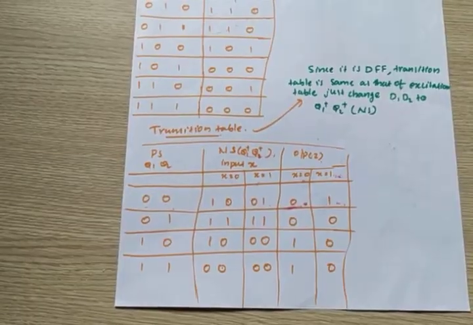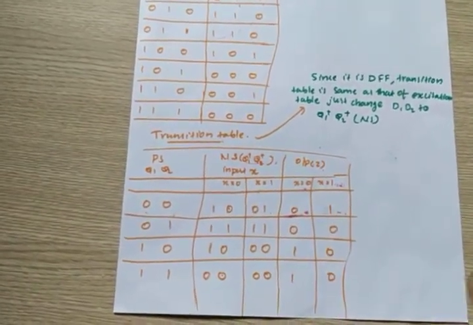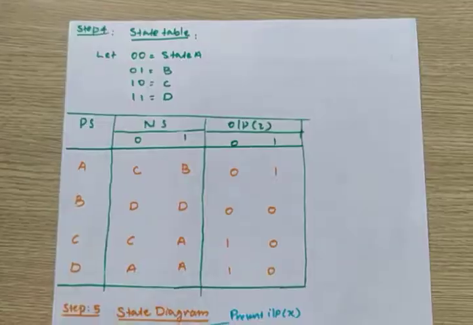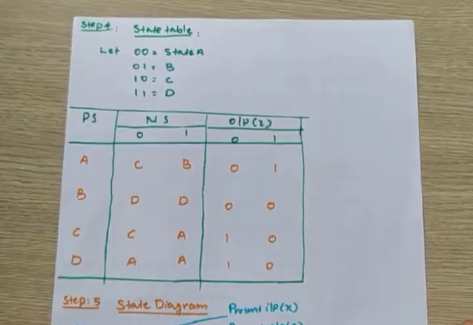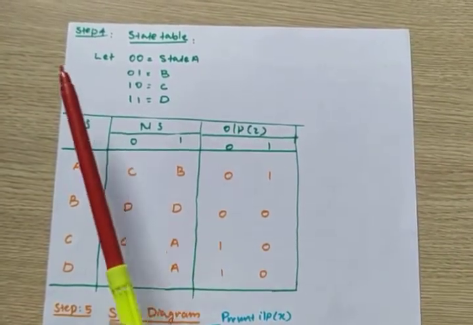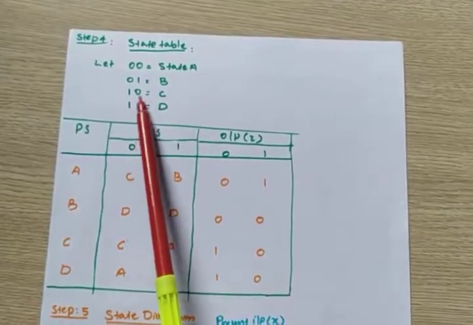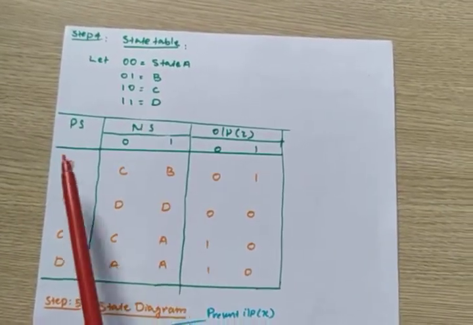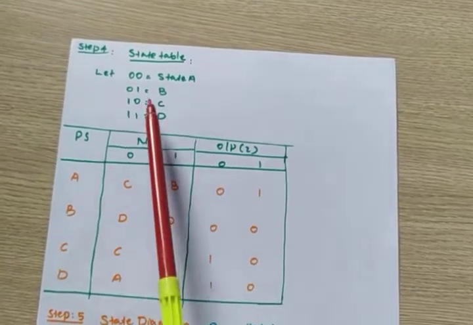Clear? You just transfer the terms to here. That's the only thing. Okay, and finally you write the state table. How to write the state table? First assign states. For 0 0, I am assigning state A, 0 1 state B, 1 0 C, 1 1 D.